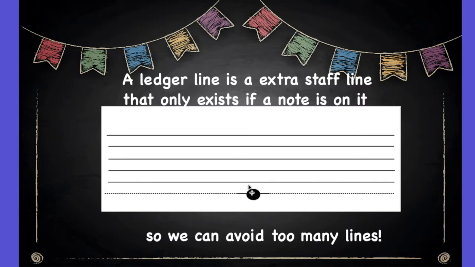So if you want that note to be below the staff, use that ledger line. You can have as many ledger lines as you need in order to have the music readable. So you can have 1 ledger line, 2 ledger lines, 3 ledger lines above or below the staff. That way you don't have too many lines.